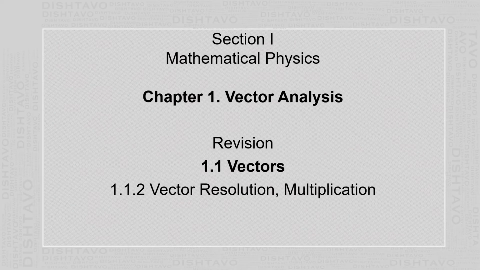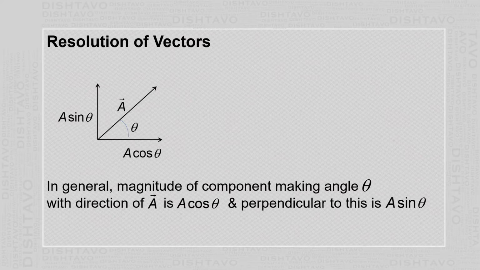Hello students, in this video we'll see how to resolve a vector and how to multiply two or more vectors. Resolution of the vector means splitting of vector into two equivalent vectors. Let's consider a vector A. Normally, we split the vector into two components which are mutually perpendicular.